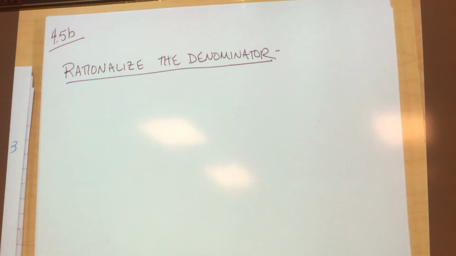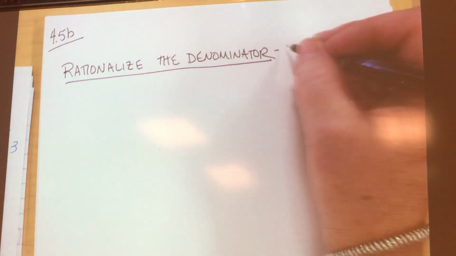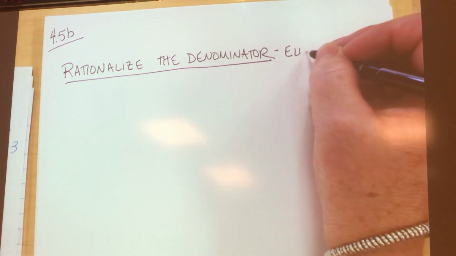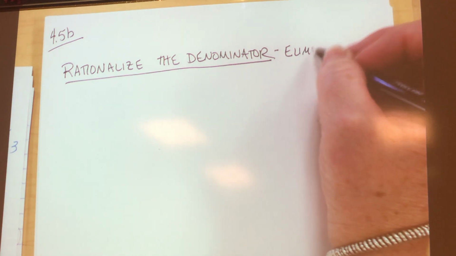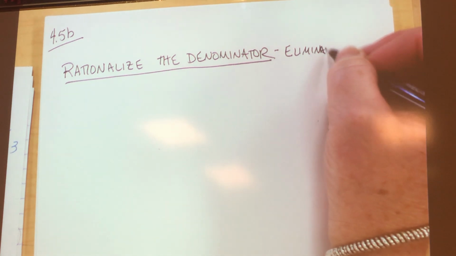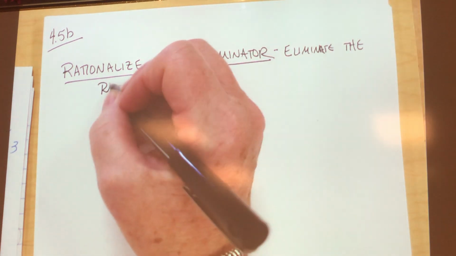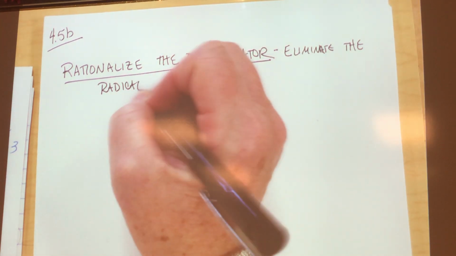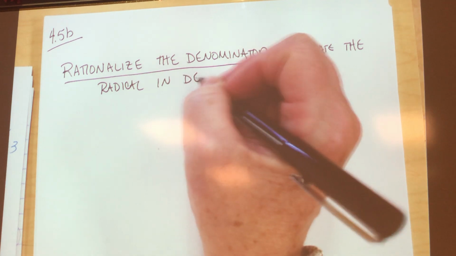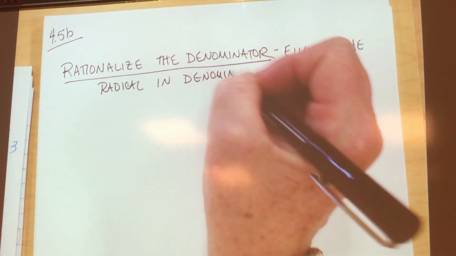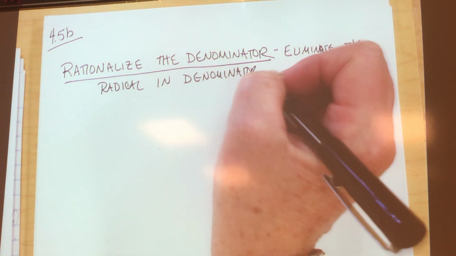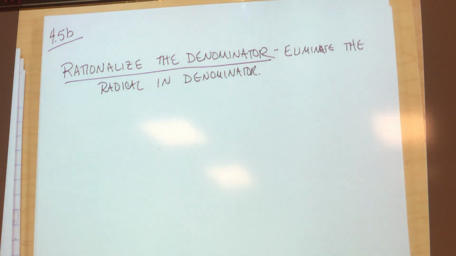Did we write that down? No? Okay. Eliminate the radical from the denominator. Yeah, I thought we did. Eliminate the radical in the denominator. Okay, eliminate the radical in the denominator.